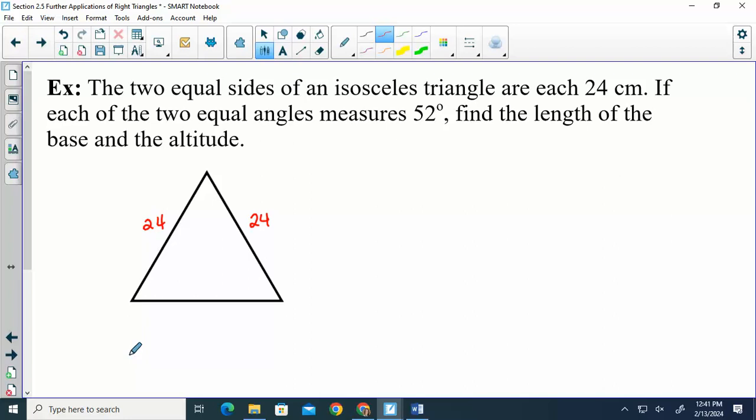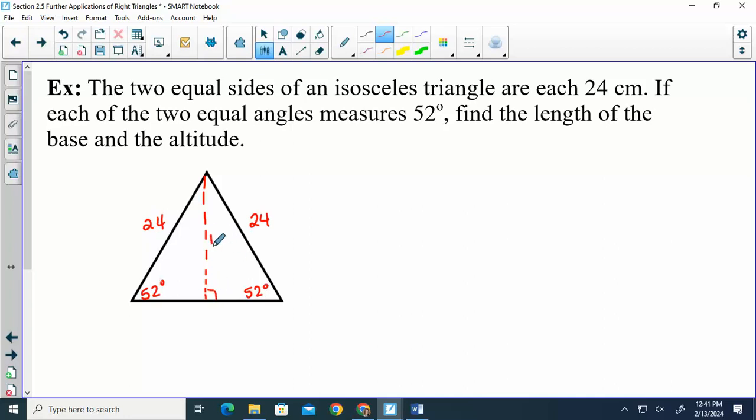All right. If each of the two equal angles are 52 degrees, where would the equal angles be? Bottom corners. Find the length of the base and the altitude. Where's the base? The bottom. Where's the altitude? Top. If you draw that in, what kind of angle does it form?